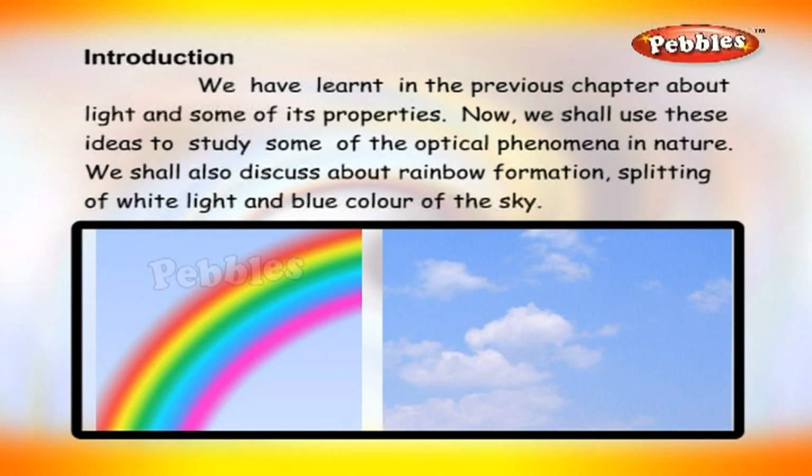We have learnt in the previous chapter about light and some of its properties. Now we shall use these ideas to study some of the optical phenomena in nature. We shall also discuss rainbow formation, splitting of white light, and blue color of the sky.